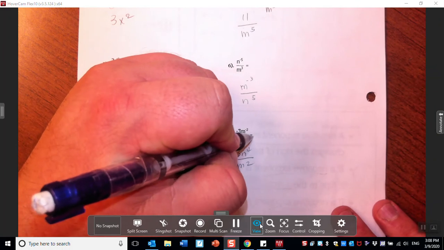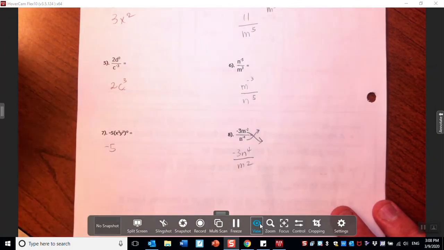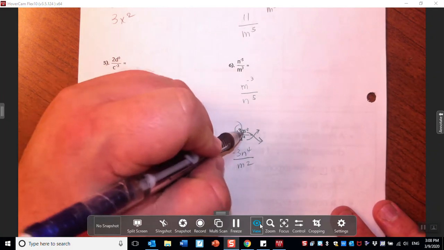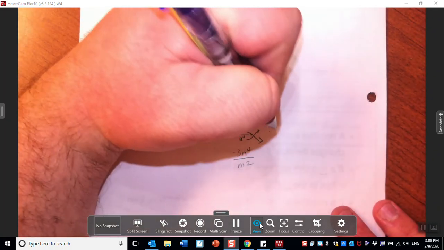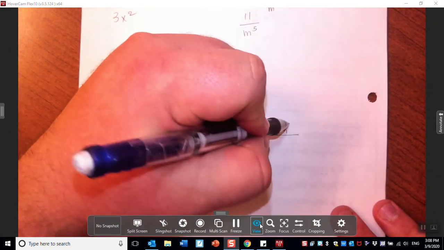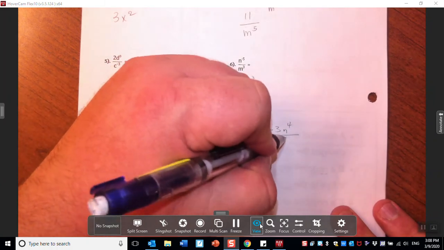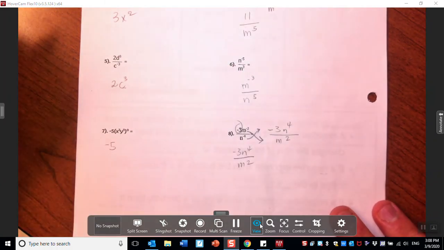Now, let's find one where we have a negative in the top and the bottom. That means that this gets flipped to the top and this base gets flipped to the bottom. But the 3 stays here because it's not part of this base. So we have negative 3. This comes to the top, so it's n to the 4th. This comes to the bottom, which is m squared. All right.